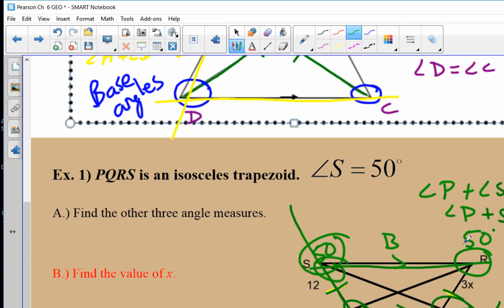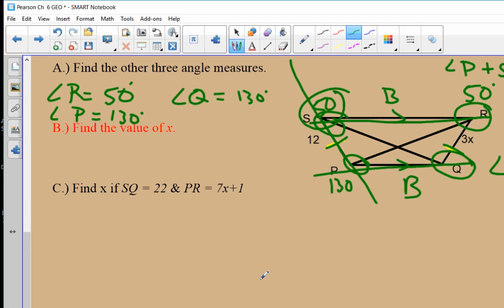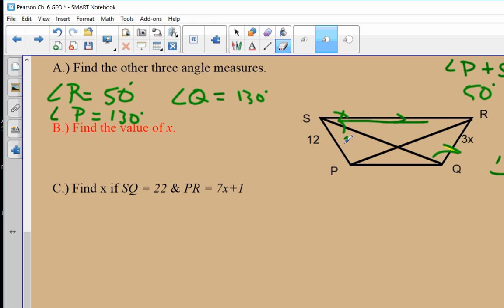Okay. Let's just write this down, so I got a mess over here. So angle R was equal to 50. We found out that angle P was equal to 130, and then we used the rule saying angle Q should also be 130. Okay. All right. Hopefully you got that down. Remember, if I'm going too fast, pause it, write stuff down. Let me get rid of this mess here a little bit so we can see.